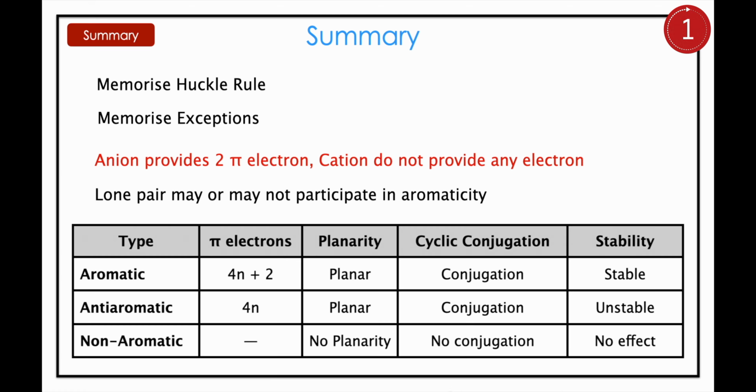Then you should know the Huckel rule table. Aromatic means 4n plus 2 pi electrons. Anti-aromatic means 4n pi electrons. Non-aromatic means mostly non-planar and non-conjugated. If you look at stability, aromatic means more stable. Anti-aromatic means a highly unstable system.